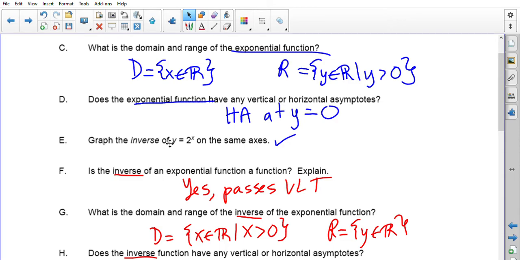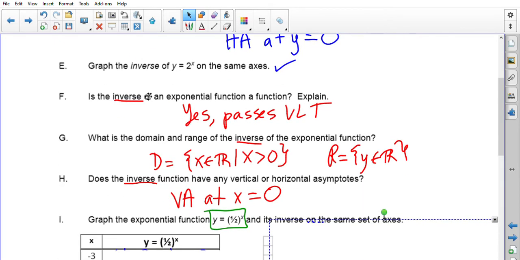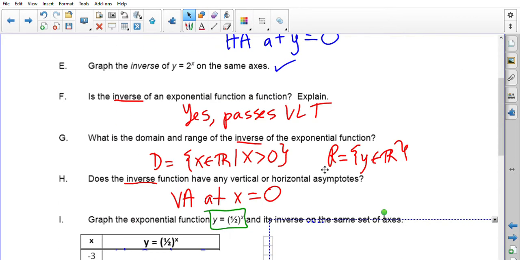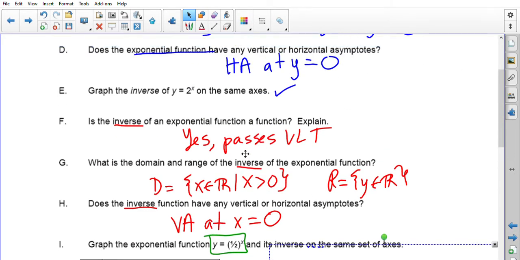We already graphed the inverse. So now let's discuss the inverse. Is the inverse of the exponential function a function? So we're going to go back. If you look at the red graph, does it pass the vertical line test? Yes, it does, right? It might look like it's a vertical line here, but it's not. It's just getting closer and closer to that vertical asymptote. So yes, it passes the VLT.